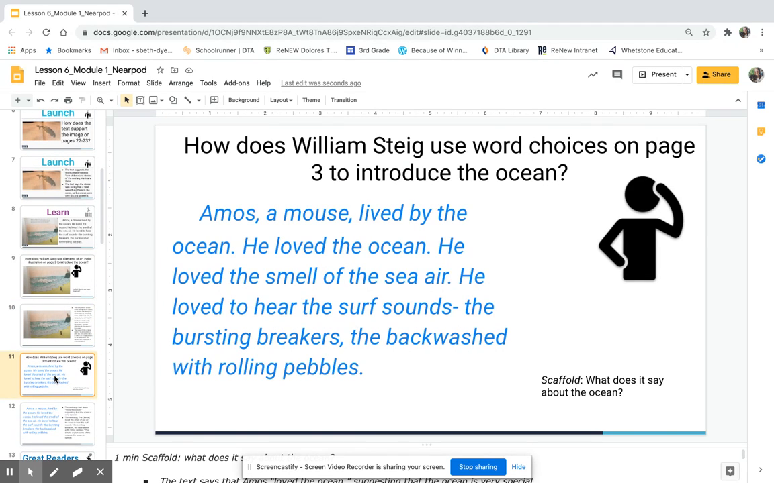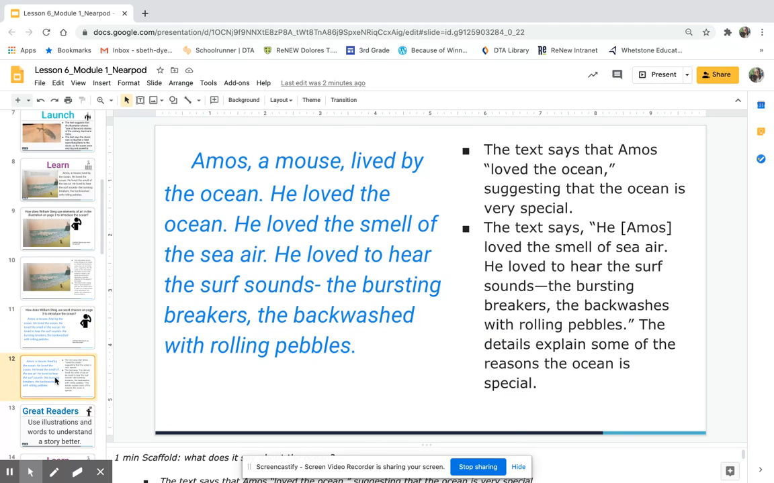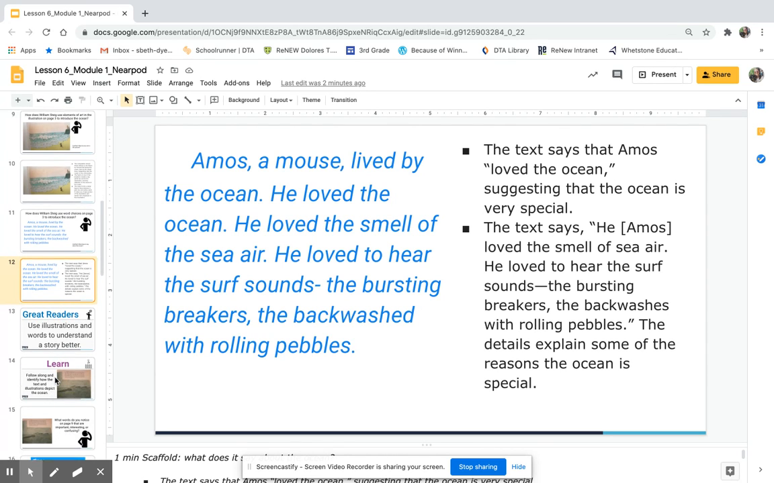After we looked at the picture, we reread that page and answered the question, how does William Steig use word choices on page 3 to introduce the ocean? The scaffold I gave you was, what does it say about the ocean? And we said that the text says that Amos loved the ocean, which suggests that the ocean is very special. And the text says that he loved the smell of the sea air. He loved to hear the surf sounds, the bursting breakers, the backwashes with rolling pebbles. These details explain some of the reasons why the ocean is special.